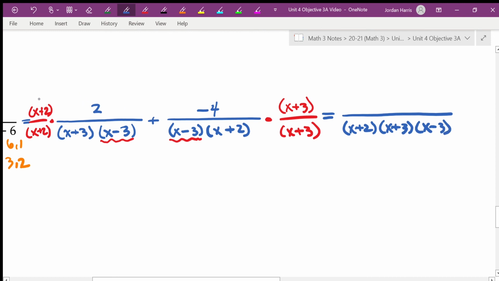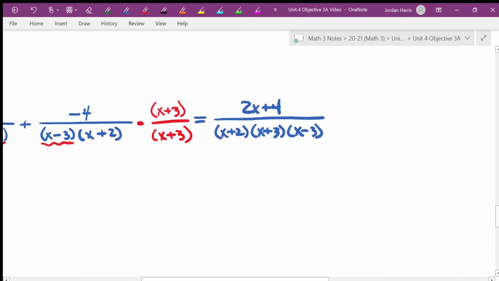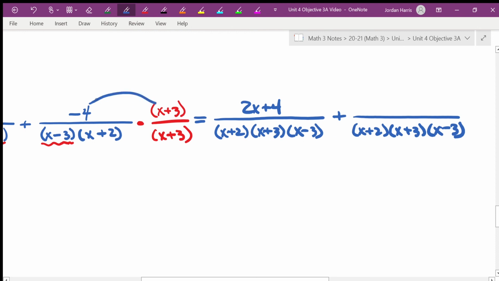On the top, we got to distribute 2x plus 4. Then we do the other fraction, plus. On the bottom, I have an x plus 2. It's multiplication, so we can reorder it. An x plus 3. And an x minus 3. They match, right? They're exactly the same. Distribute on the top. So I get negative 4x minus 12. 2x and negative 4x, those are going to combine. Positive 4 and negative 12, those are going to combine.